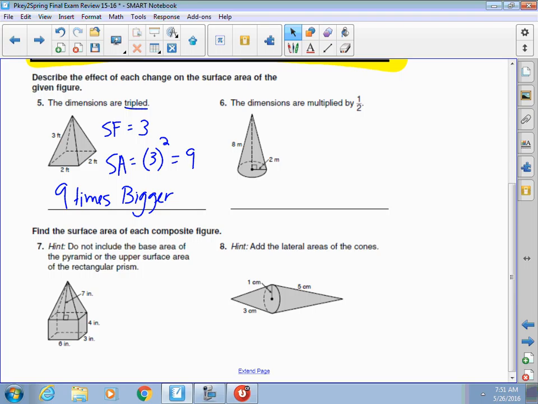And I believe, do we have any volume? Did I miss that? No. Okay, so those are those questions, and then we're going to go into circles. So if you're ready to move on, move on.